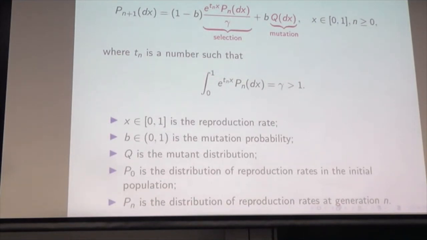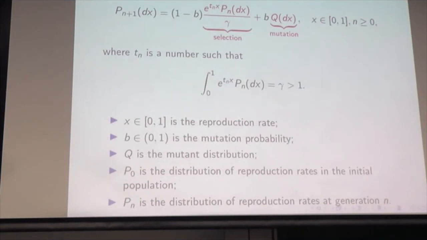P_n(dx) means the proportion of the population which has reproduction rate x. It's the fraction of the population with x. P is a probability measure; we also call it a distribution. And we have a selection there for those that didn't mutate. I still don't understand what dx is. x is the reproduction rate. dx is like in calculus.